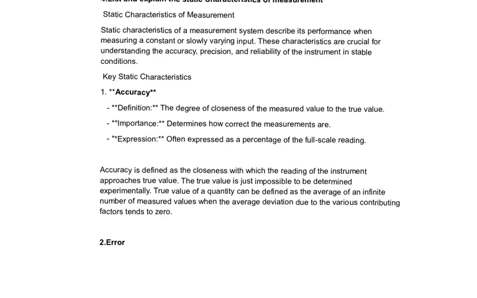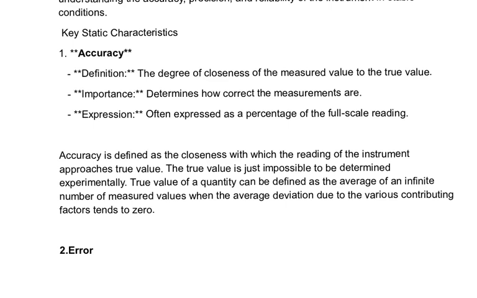Accuracy is defined as the closeness with which the reading of the instrument approaches the true value. The true value is almost impossible to determine experimentally. The true value of a quantity can be defined as the average of an infinite number of measured values when the average deviation due to the various contributing factors tends to 0. So as you know, the first key characteristic is accuracy. Just a summary: degree of closeness to the true value.